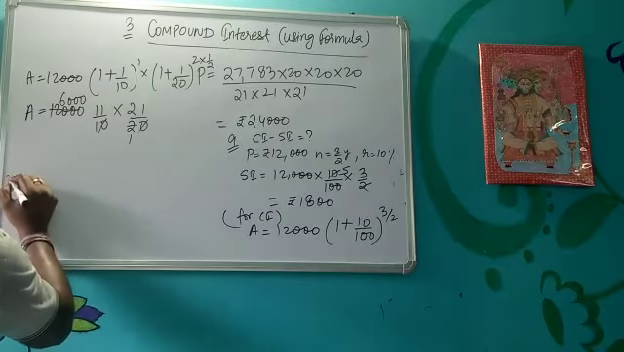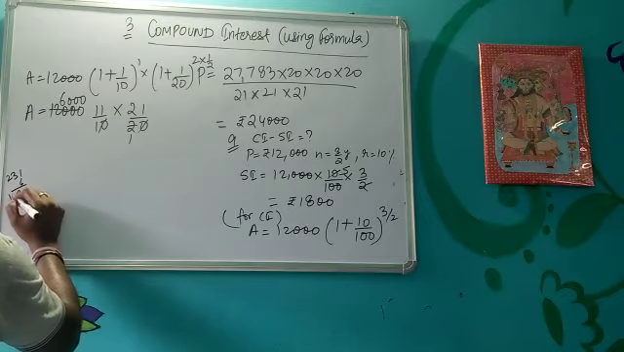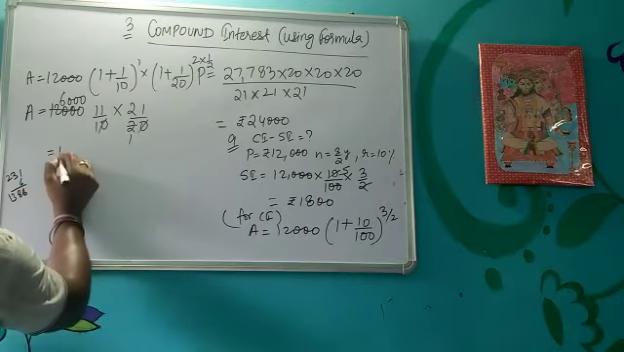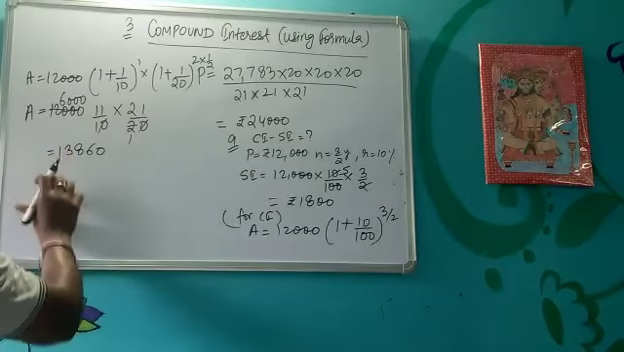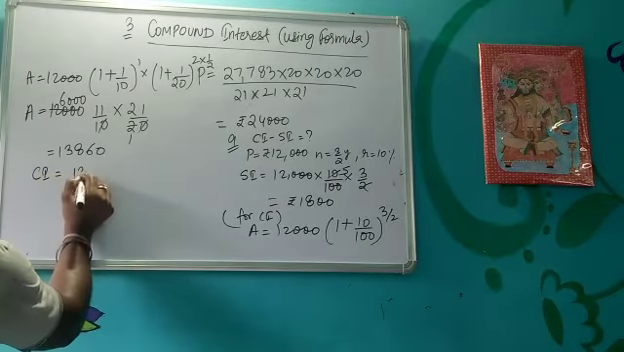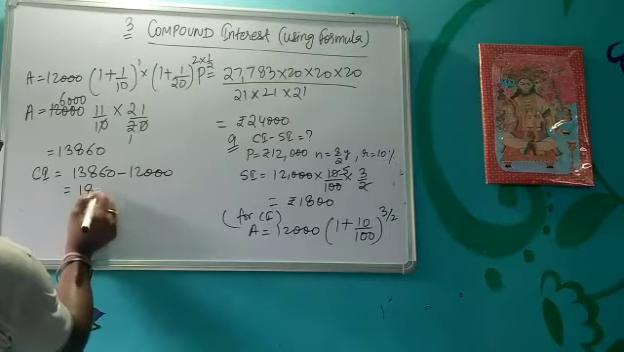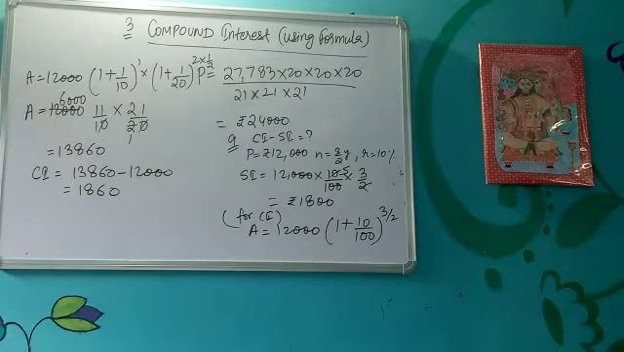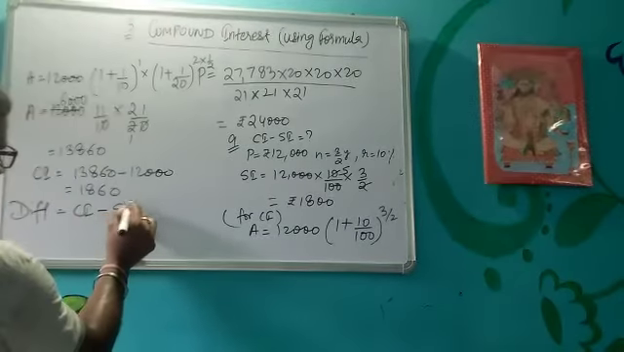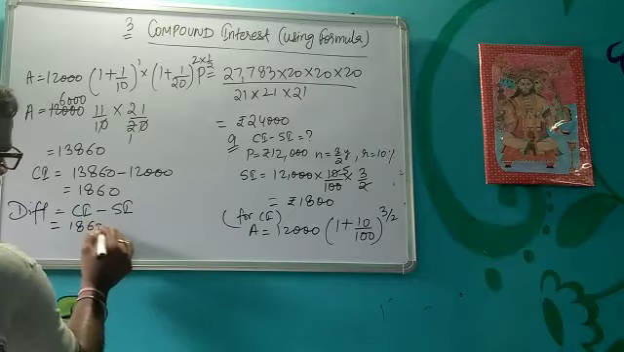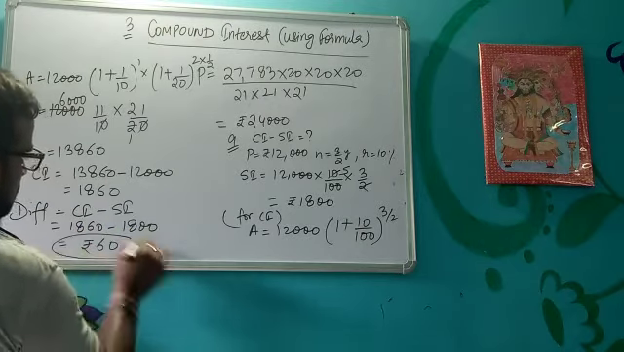Okay, so it will be 231, 13,860. So what is our compound interest? 13,860 minus 12,000, that is 1860. So what is the difference of CI minus SI? 1860 minus 1800, so difference will be rupees 60.